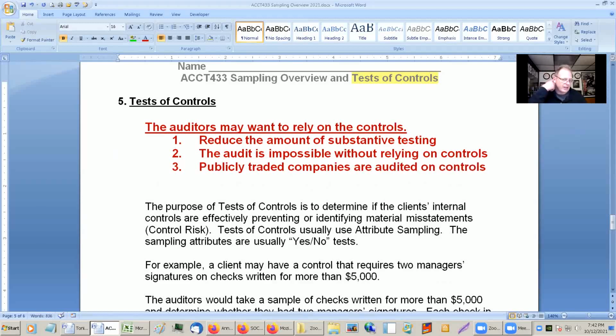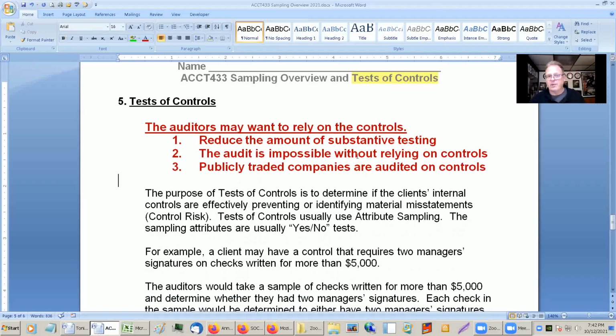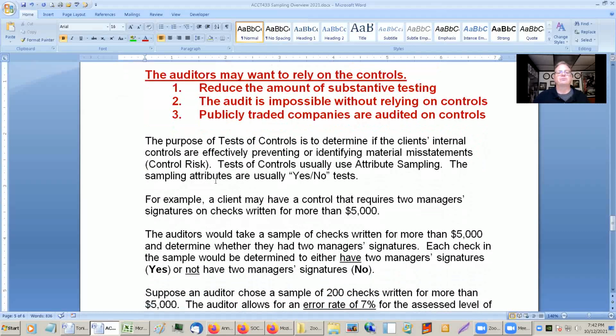Publicly traded companies are audited on their controls, on internal controls. So if it's a publicly traded company, you have to test the controls to do the audit. There is no, gee, I don't want to do them, I want to rely on substantive testing. Not for a publicly traded company. They have to have an audit report on internal controls, which means you have to test internal controls. Okay.